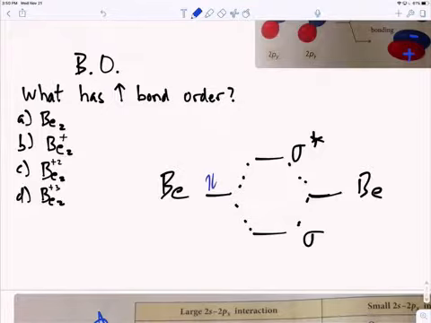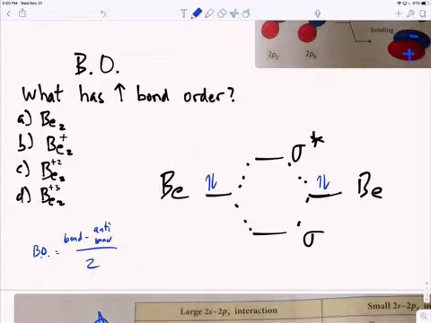So beryllium normally has 4. I think it's A, I think it's B, and it's C, or D. Okay, so let's start with beryllium. For A, it's going to be 2 bonding minus 2 antibonding divided by 2. This is 0.